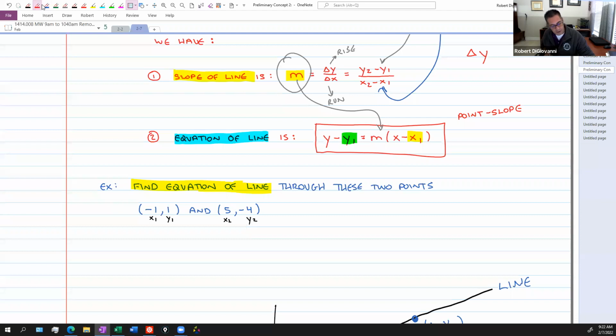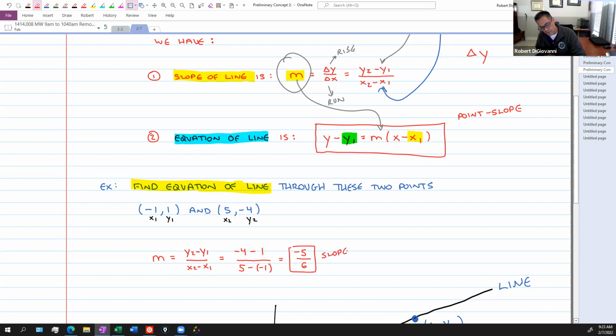So first, the slope. The slope is going to be y2 minus y1 over x2 minus x1. So y2, I take -4. I subtract from it y1, which is 1. I divide that by x2, which is 5, and subtract from it x1. Be careful here. We're subtracting x1, but x1 is -1, so we're subtracting a negative. So the top becomes -5, and the bottom becomes +6, because you're going to do 5 plus 1, so -5/6. This is the slope of the line, right?